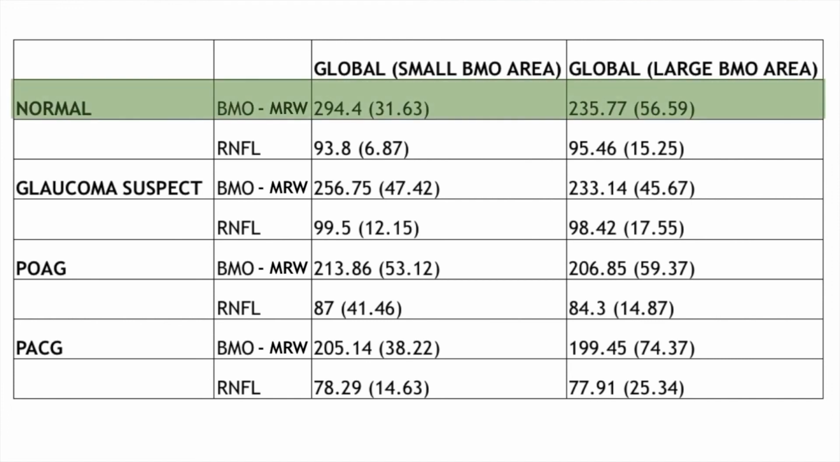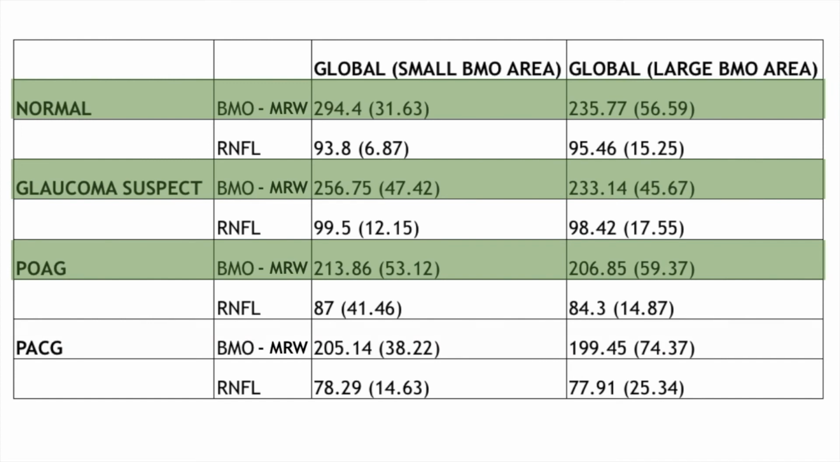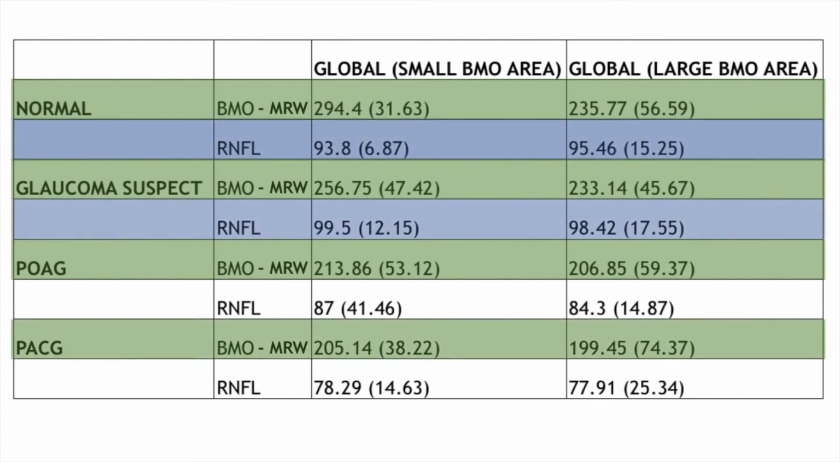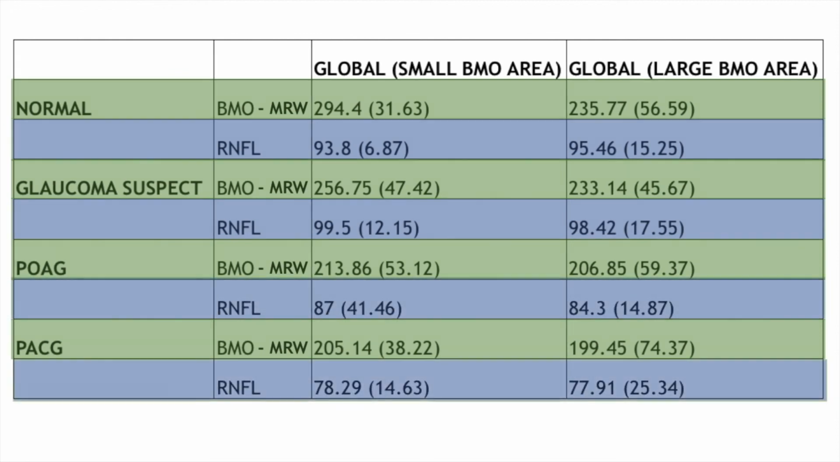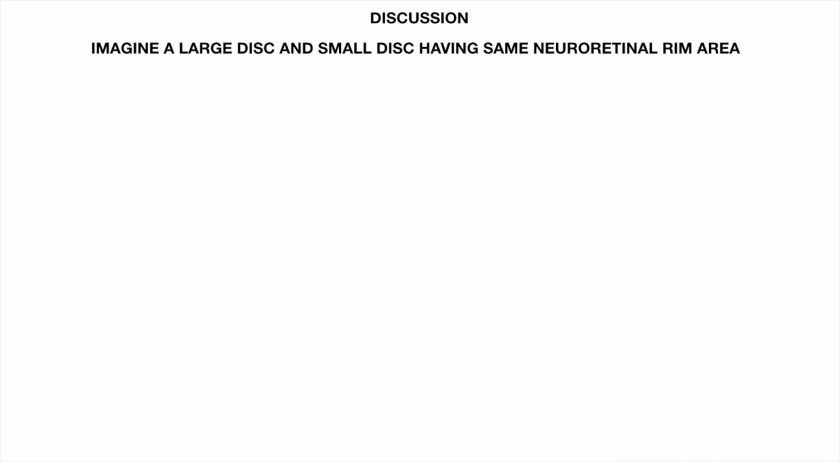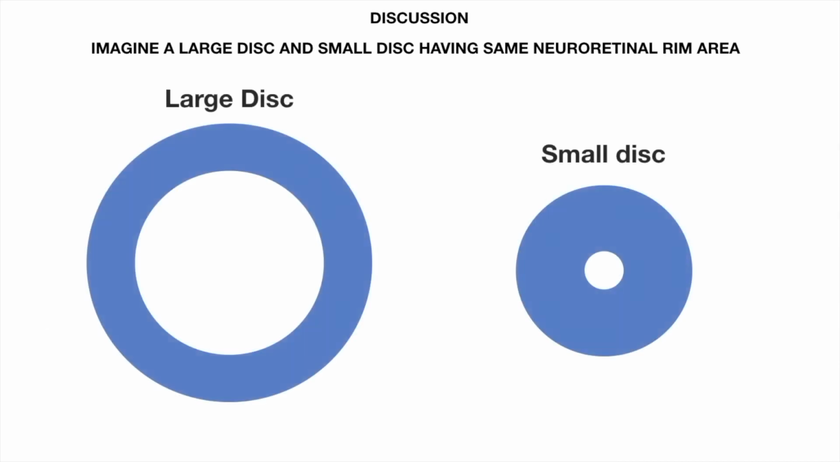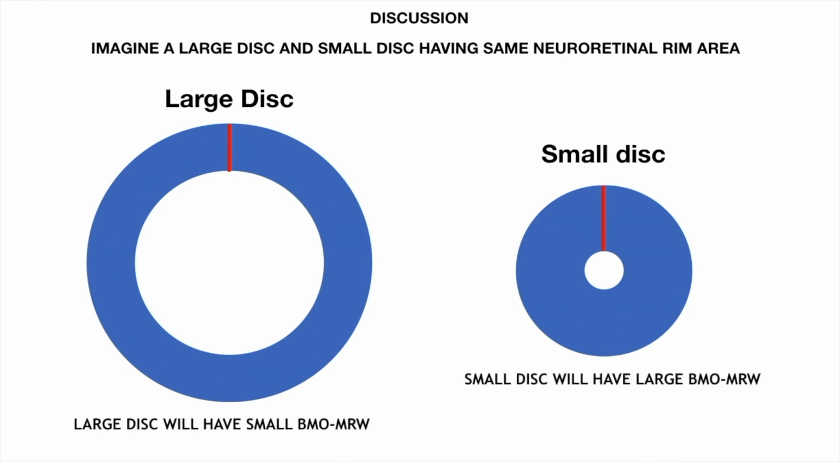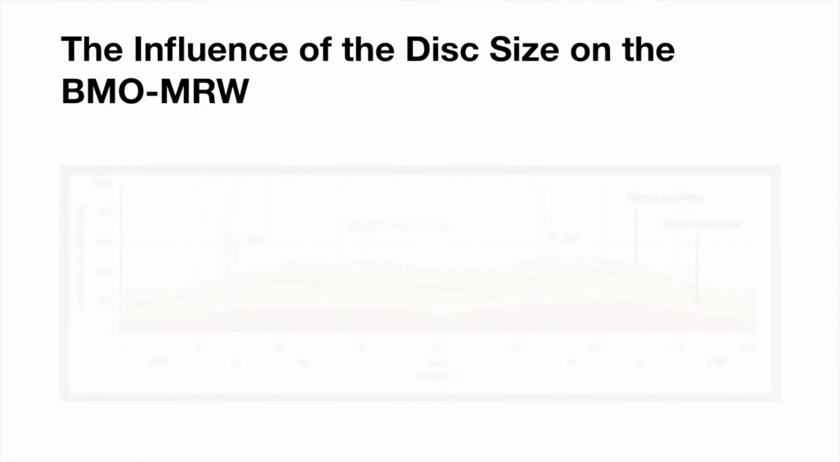It is easy to appreciate BMO-MRW was higher in the smaller group of normals, suspects and glaucomas rather than the larger group, whereas the RNFL thickness was similar in both the groups of normals, suspects and glaucomas. Imagine a large disc and a small disc having the same neuroretinal rim area. The large disc will have a small BMO-MRW and the small disc will have a large BMO-MRW. The disc size does influence the BMO-MRW.